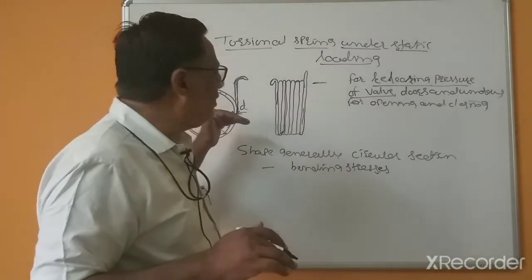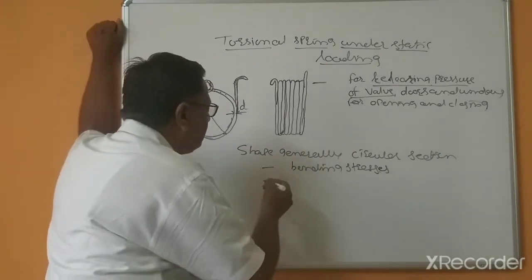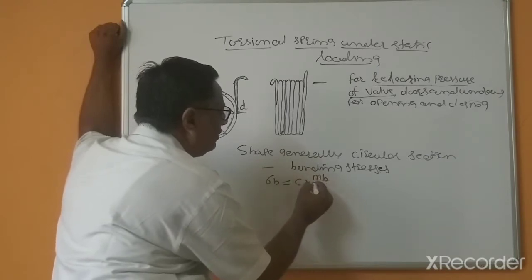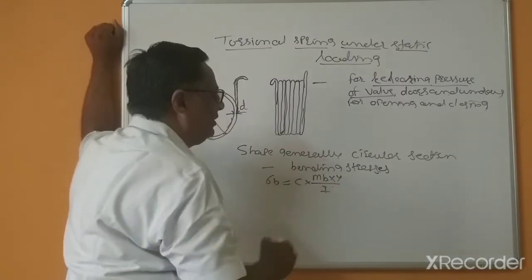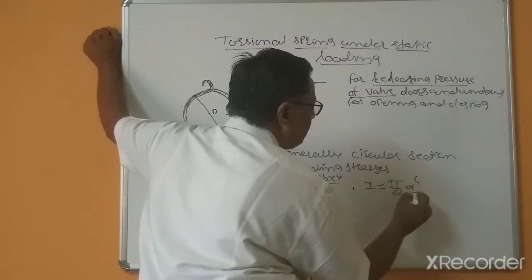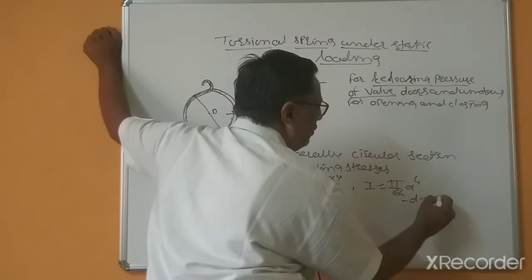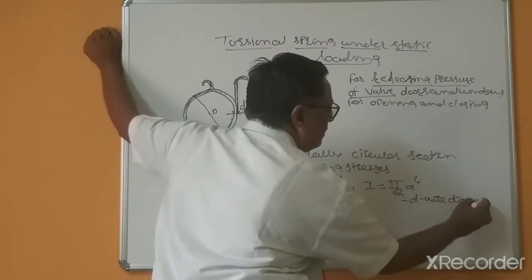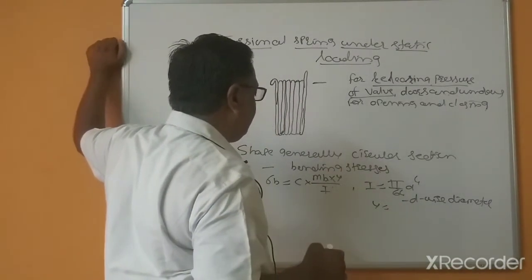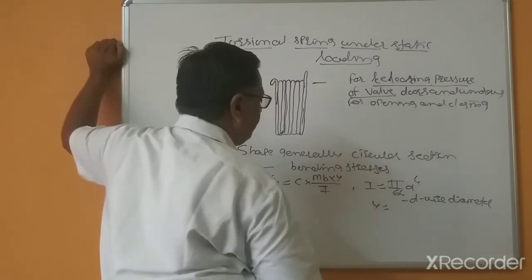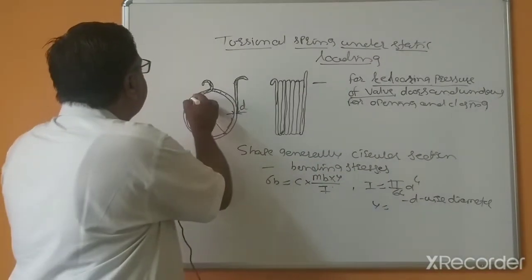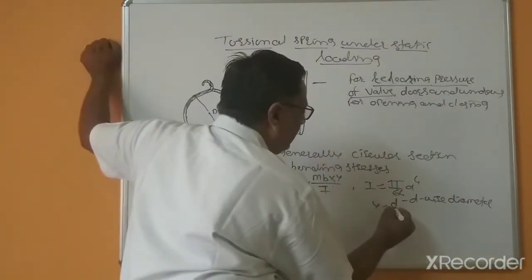Generally torque is applied on the spring, and the induced stress can be calculated by the formula K into M_b into y divided by I. Here I equals pi by 64 d raised to 4, where d is the wire diameter, and y is the distance of the extreme fibre from the neutral axis. So y equals d by 2.